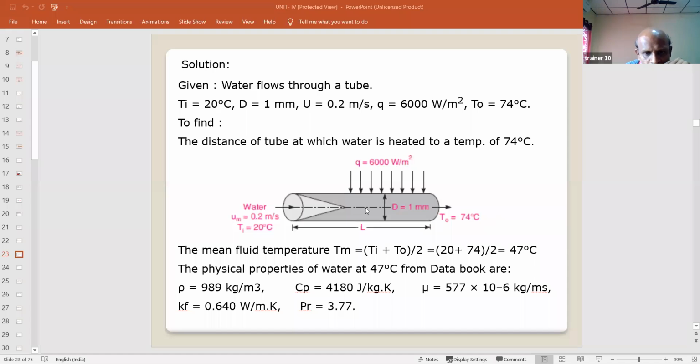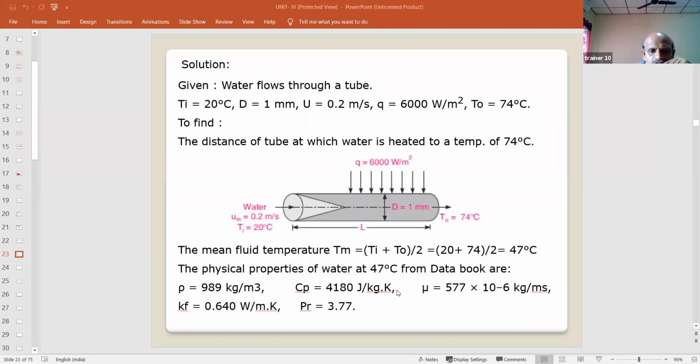The first step is we have to calculate the mean film temperature. Here the fluid is water. Mean temperature equals inlet temperature plus outlet temperature by 2, that is 20 plus 74 by 2, which equals 47 degrees centigrade. So we have to take the physical properties of water at 47 degrees centigrade from the data book.